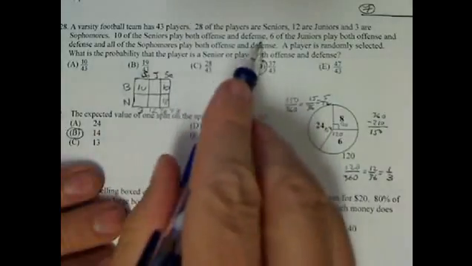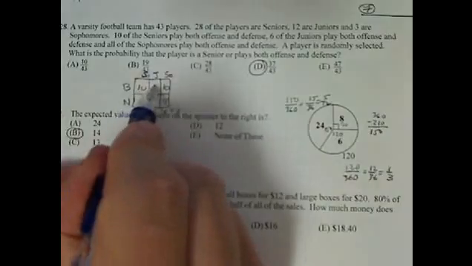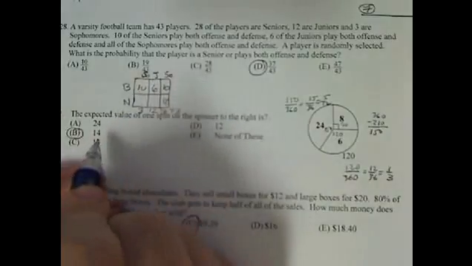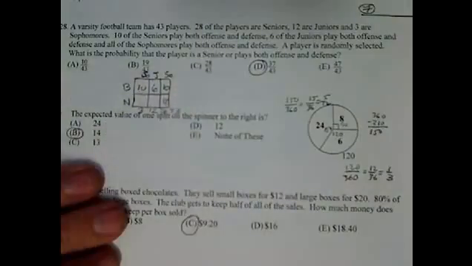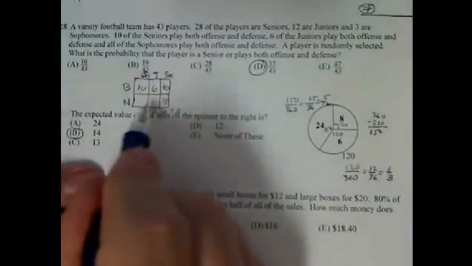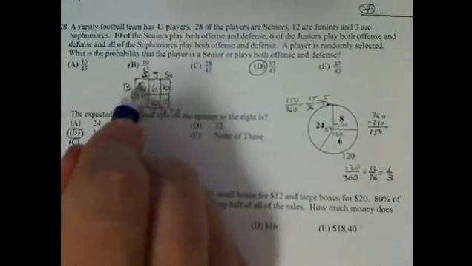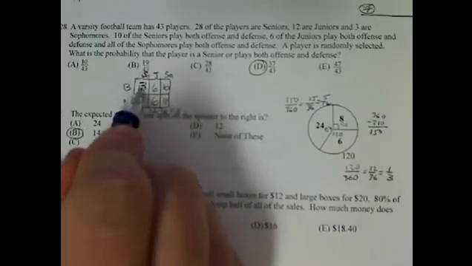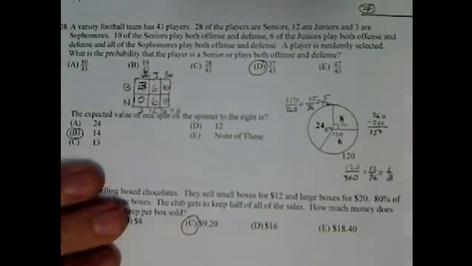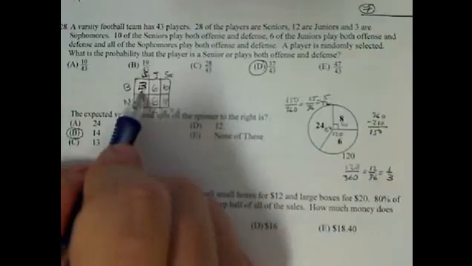The juniors, 6 of them can play either offense or defense, so that means 6 don't. It says all of the sophomores go both ways, so they both play offense and defense.